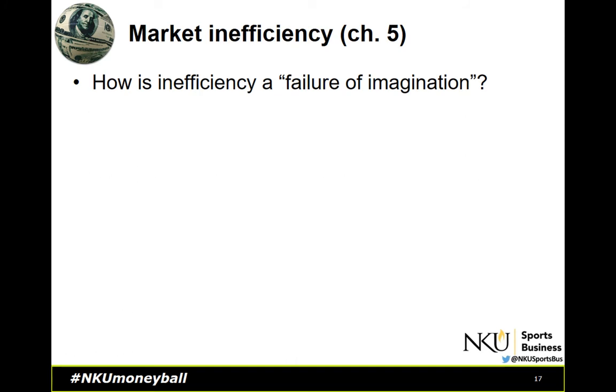So market inefficiency. Although they kind of touch on it a lot in this particular chapter, this is the theme of the entire book for the most part. So there's some really key points here about what market inefficiency means. It's called a failure of imagination in the book. What does that mean, a failure of imagination? How is inefficiency a failure of imagination? Well, it's because a lot of the scouts and the other GMs, they couldn't imagine a player that was, for instance, short and fat, being fast on the base paths, or being a good fielder, right?